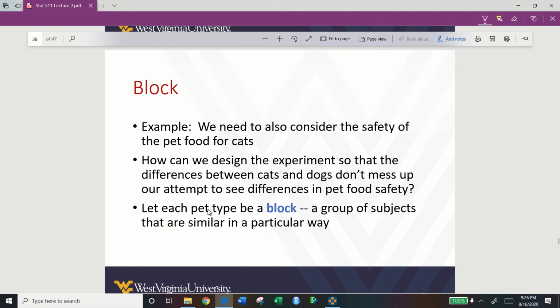Next, we have blocking. So as I said at the very beginning, there is an issue if you only test for dogs and not for cats. So we have to consider the safety of all the animals. So how can we design the experiment so that the differences between cats and dogs don't mess up our attempt to see differences in pet food safety? Well, in that case, we let each pet type be a block, a group of subjects that are similar in a particular way.